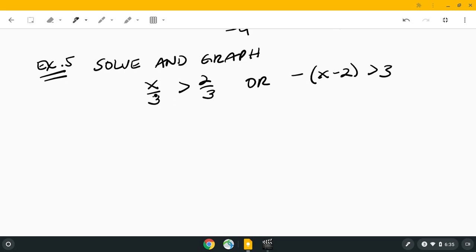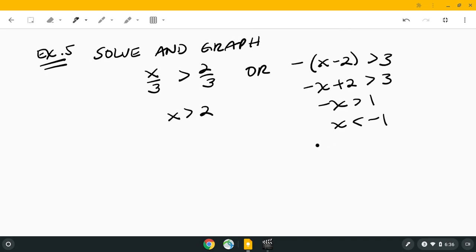So this one, this is divide by 3, so I'm going to multiply both sides by 3, and I get this. Here, I am going to distribute this negative, so I get negative x plus 2 greater than 3. I'm going to subtract 2, and that will give me 1. I'm going to divide by negative. Remember, when you divide by negative, you're going to have to switch the direction of the inequality. So these are my two solutions.